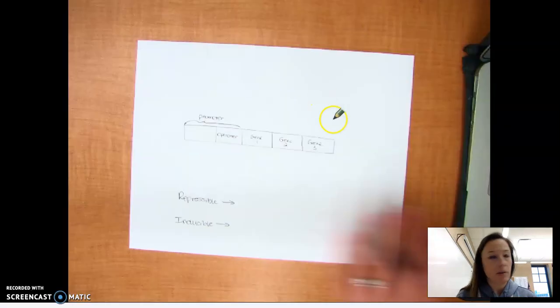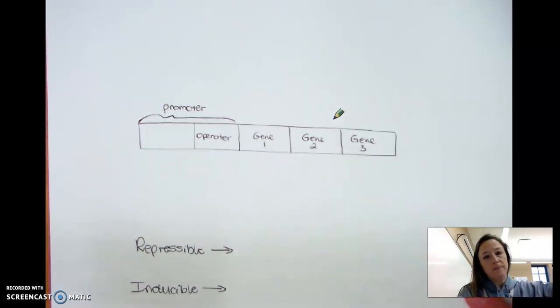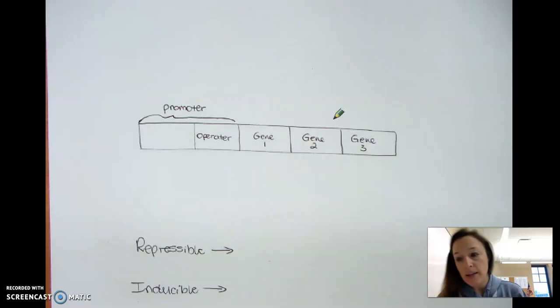All right, let me blow this up so you can see what I'm talking about here. So this is all about operons, and the learning target for this is: I can explain the concept of an operon as a method of bacterial or prokaryotic gene regulation.